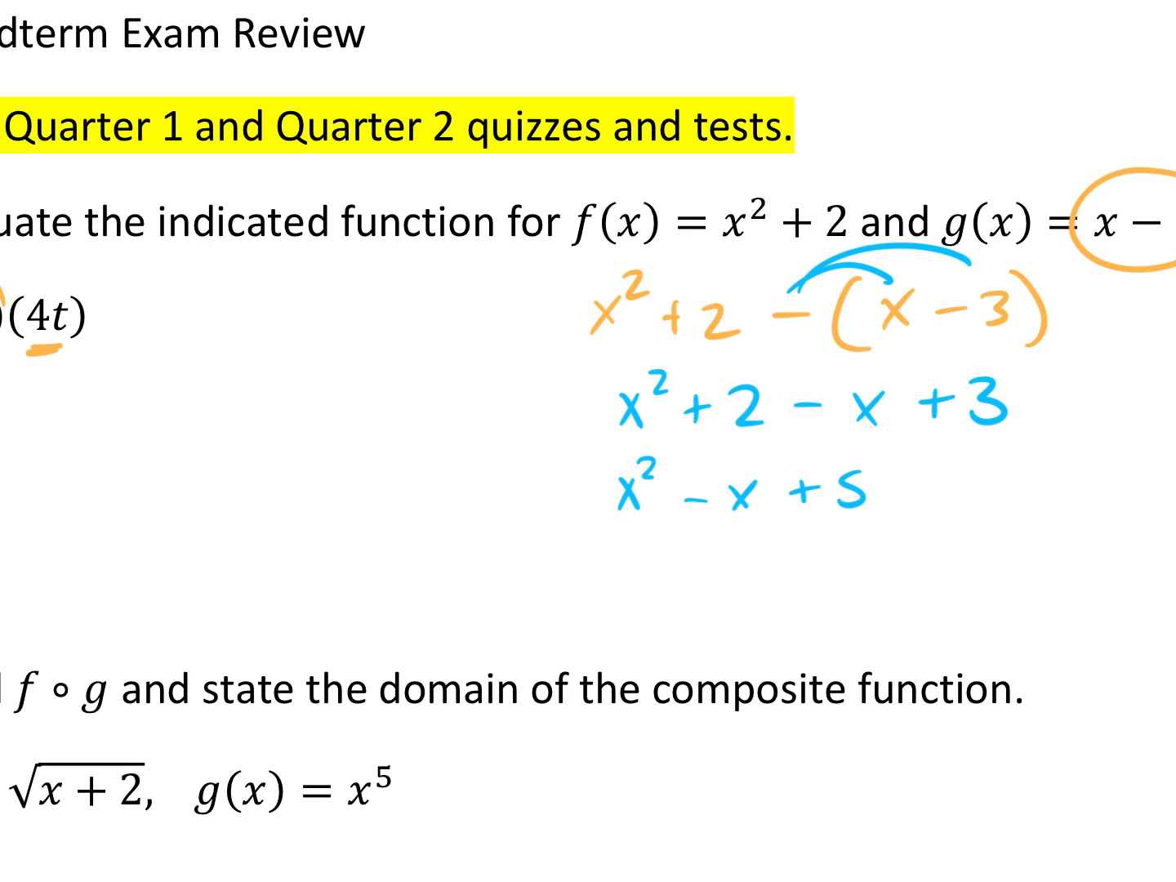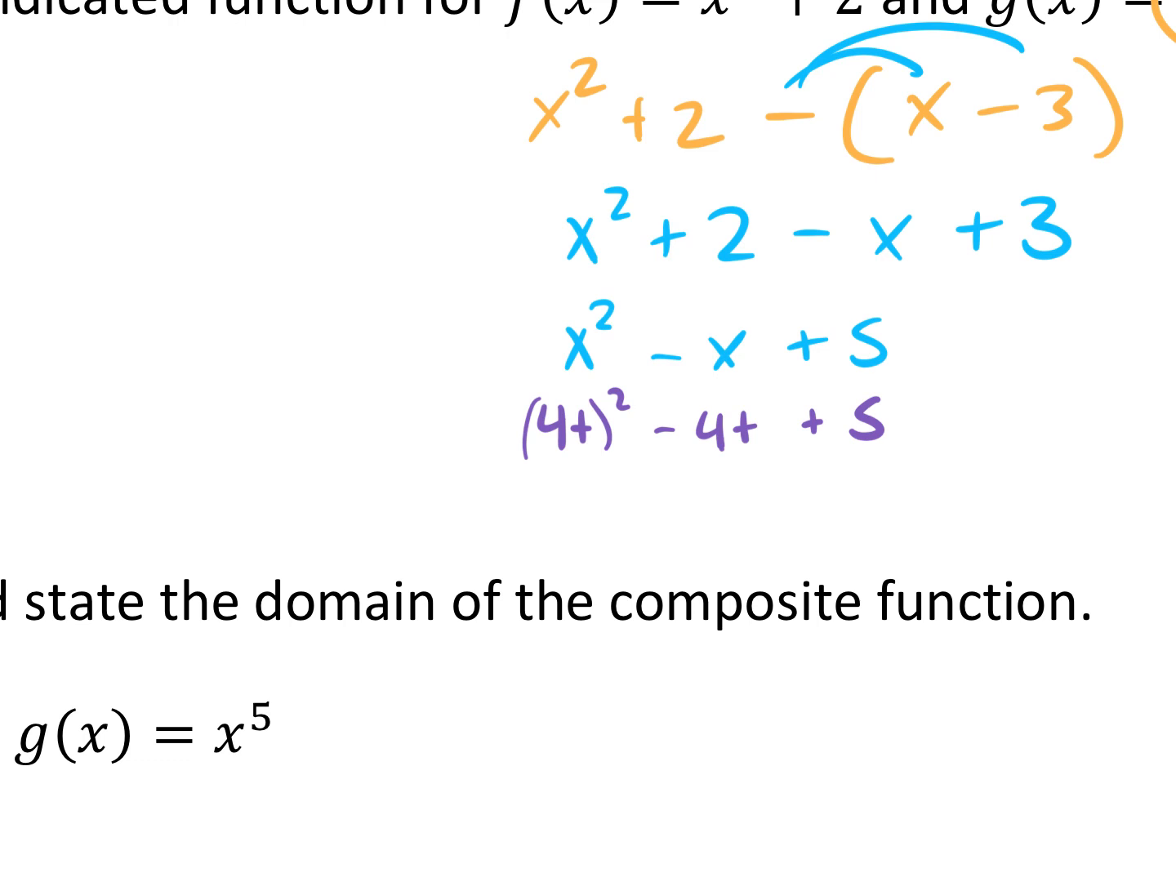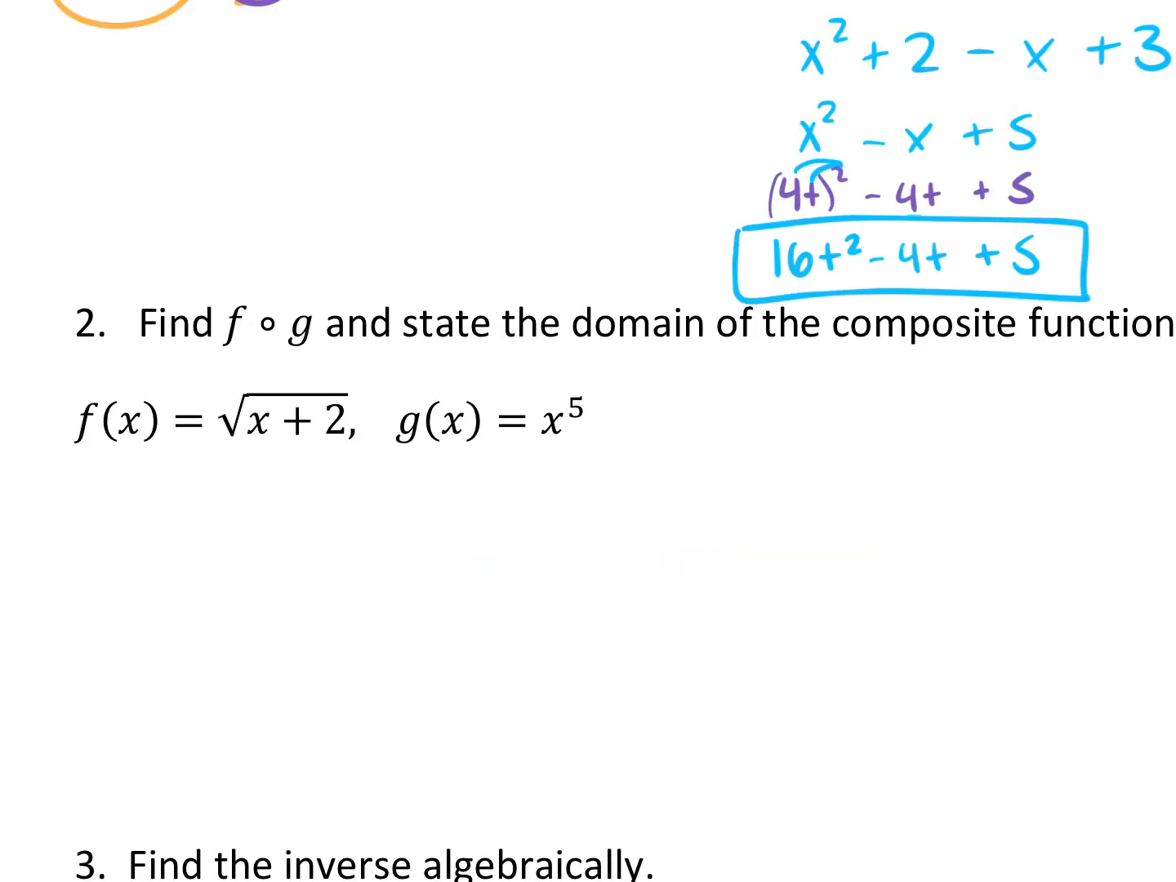And now it asks me to plug in 4t into my x's. So I have 4t squared minus 4t plus 5. 4t squared, we have to be sure that we distribute that squared to the 4 and the t. So it would be 16t squared minus 4t plus 5. And that's our answer.